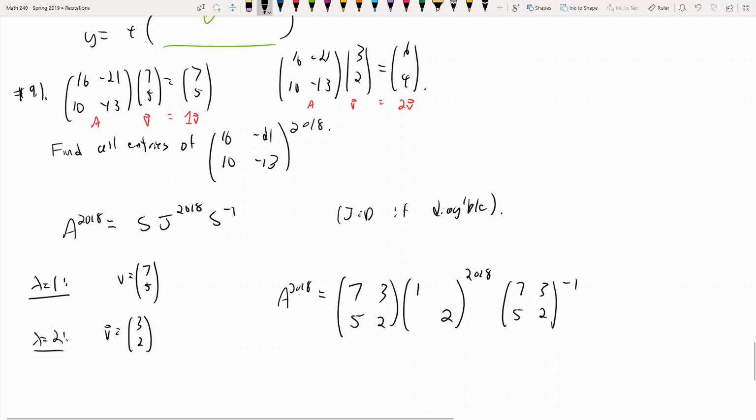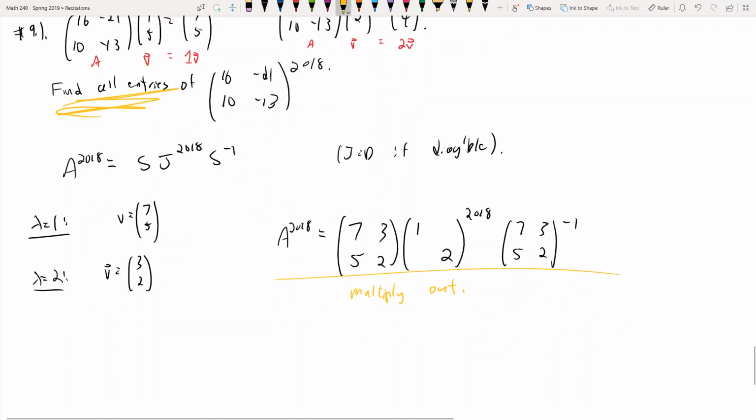Okay, on this exam, to compute or find all entries, you have to multiply this out. You can leave something like 2 to the 2018, that's fine. But just know that you had to calculate this inverse, which is not too bad, and you have to multiply all three matrices. But I'm not going to do that just to save some time. All right, so multiply out. And if on the exam, for some reason, you have something like 5 to the 2019, just leave it as 5 to the 2019, because we obviously don't expect you to know what that is.